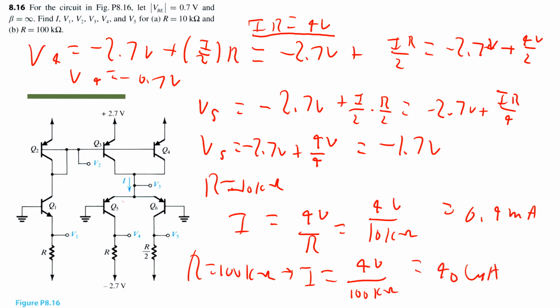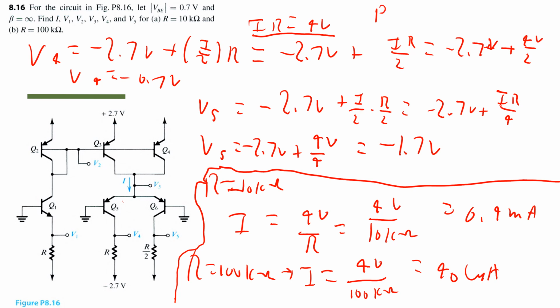Now I want to point out that none of the voltages change when the resistor value changes. The only value that changes is I. You might be tempted to think that V4 and V5 change because it involves R, but you can see that we solved it using IR, and R is inversely proportional to I, meaning as one increases, the other will decrease at the same magnitude. And because of that, only I changes when R changes. So that solves the problem.